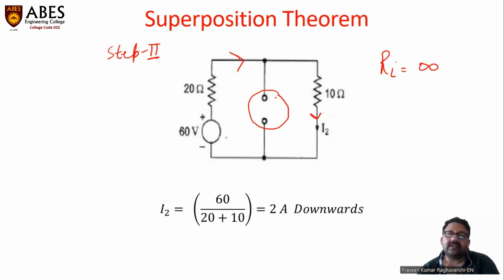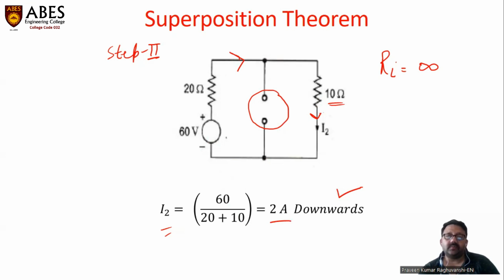Here in this circuit, the 20 and 10 ohm resistances are in series, and the current flowing in the desired resistance, that is the 10 ohm, is I2 current. I2 is the current in the desired branch due to source number 2, which is 60 volts divided by the total resistance. This is 2 ampere, and its direction is down.